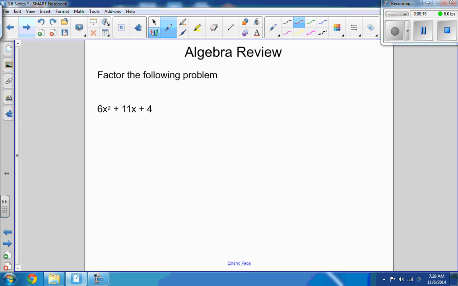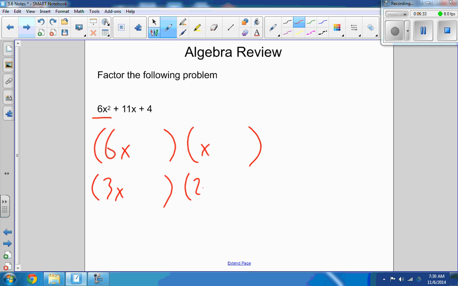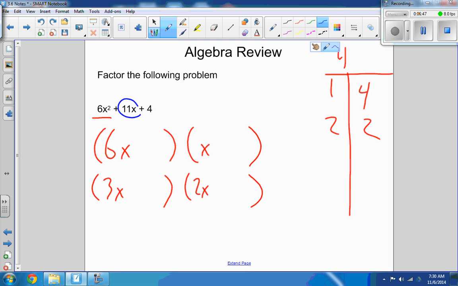All right, let's do a little bit of algebra review. Let's factor this problem. It's a little bit more complicated because I have this 6x. So if you think about it, I could have 6x and then x. I also could have 3x, 2x. So there's a lot of possibilities. Let's look at what 4 factors into. 4 factors into 1 and 4, or 2 and 2. So I have to get some combination that ends up with this result of 11.